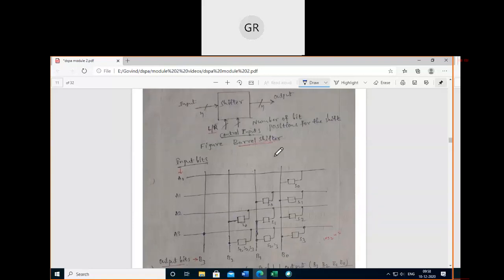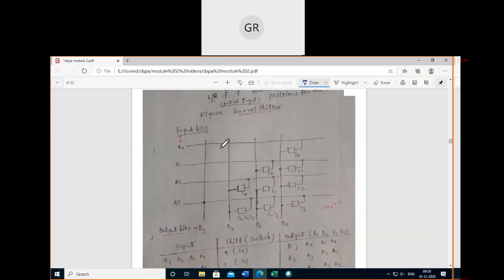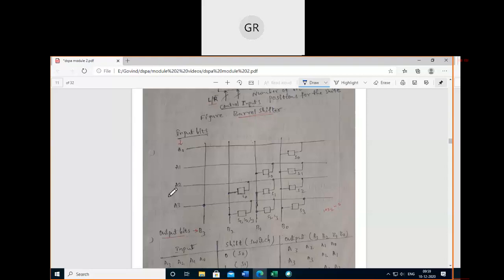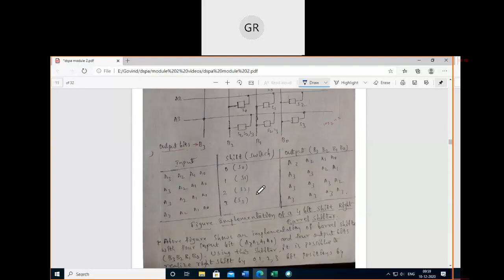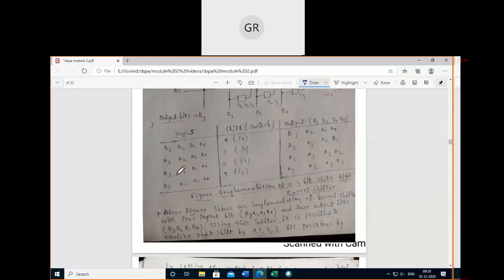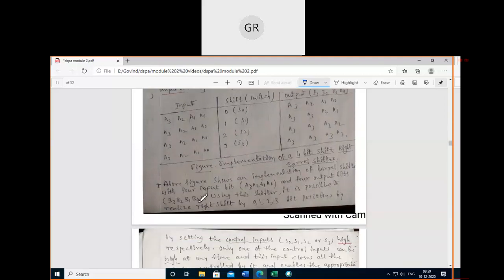Here, input and output. The control lines, or control inputs, indicate how many bit positions are to be shifted, and also whether it's a left shift or right shift. This is the block diagram of the structure of the barrel shifter, and this is the example for a 4-bit shift right barrel shifter. I already asked this question in the first IA. Please go through this.